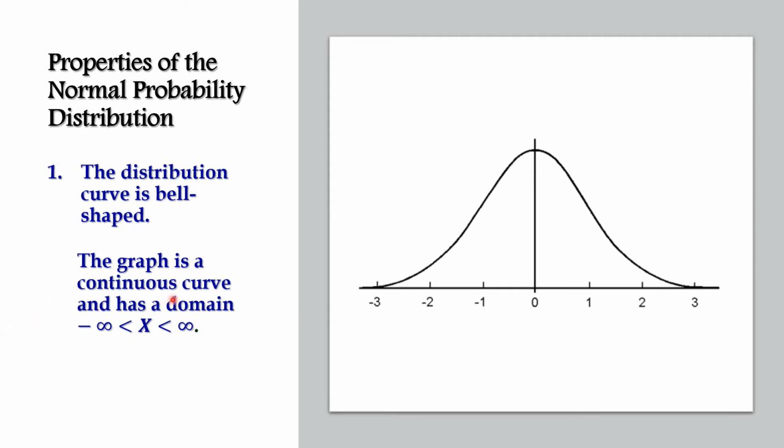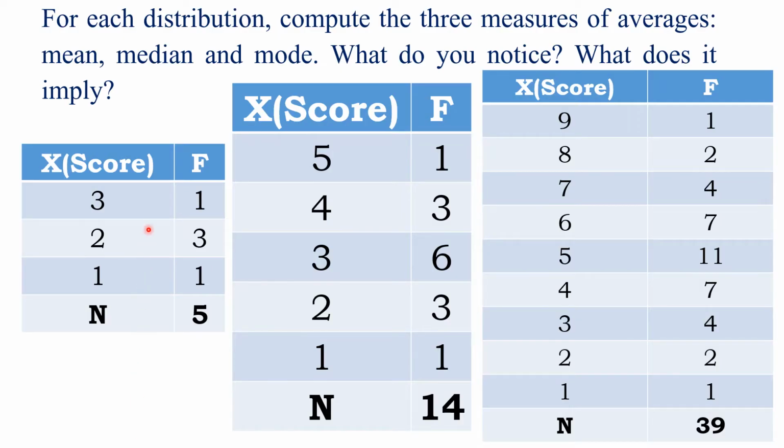Then the graph is a continuous curve and has a domain wherein x is in between negative and positive infinity. It only means that the tail of the graph can be extended continuously to the left and to the right, and that the numbers here on the baseline, or the values of x, can be increased or decreased without any bound or any restriction. This time we have here the summary of the distribution that we have in the previous example.